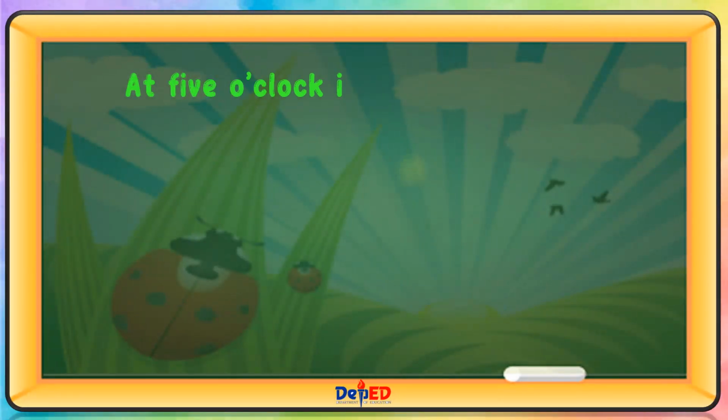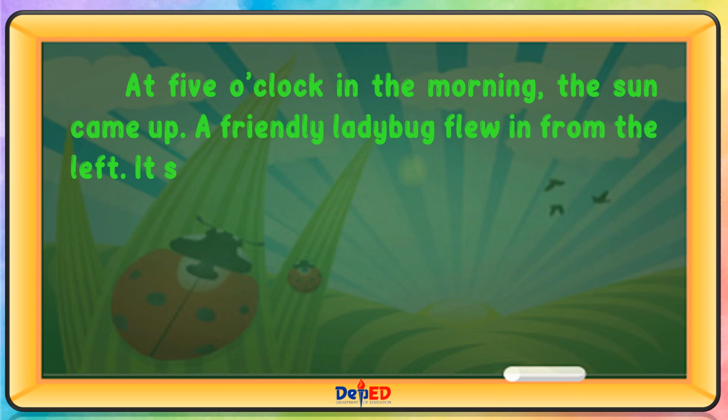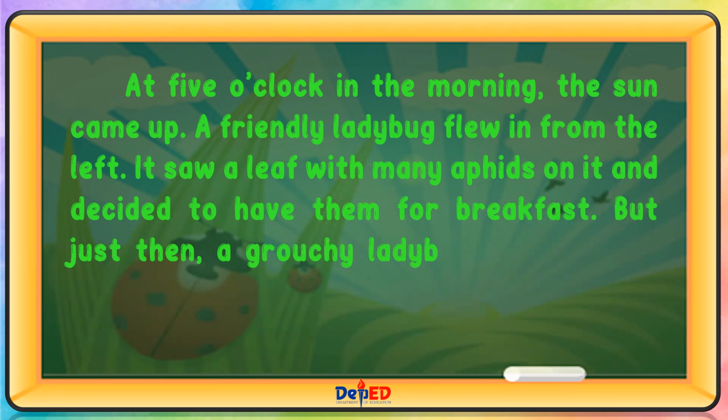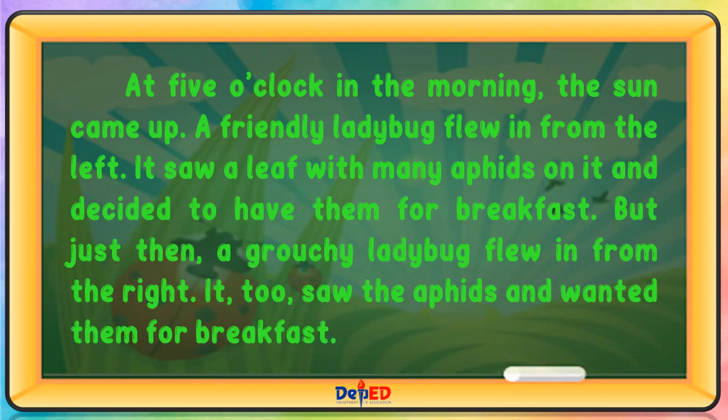At 5 o'clock in the morning, the sun came up. A friendly ladybug flew in from the left. It saw a leaf with many aphids on it and decided to have them for breakfast. But just then, a grouchy ladybug flew in from the right. It, too, saw the aphids and wanted them for breakfast.